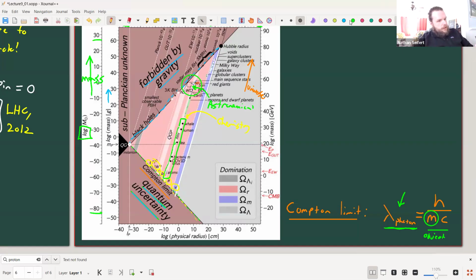In fact, you may notice this color right here. This tells you what kind of energy dominates in that mass region, in this pink area. This R just means radiation.